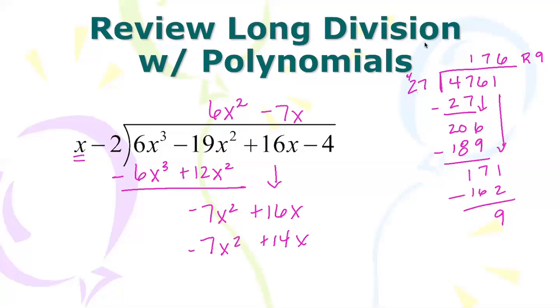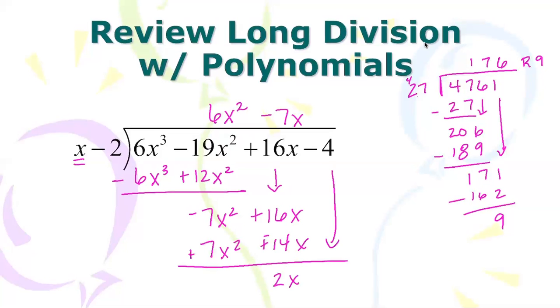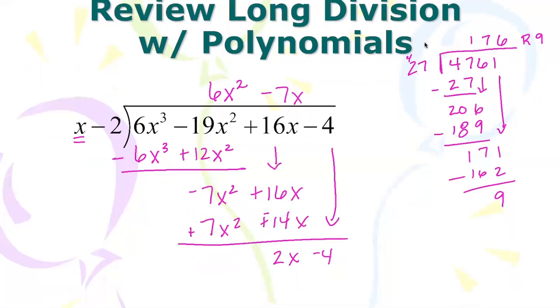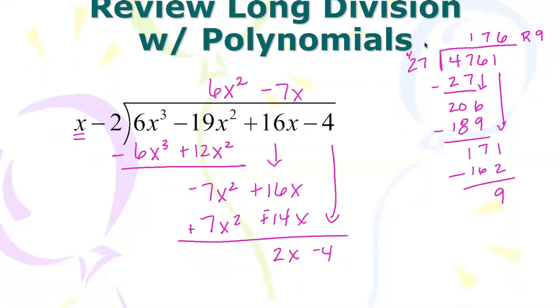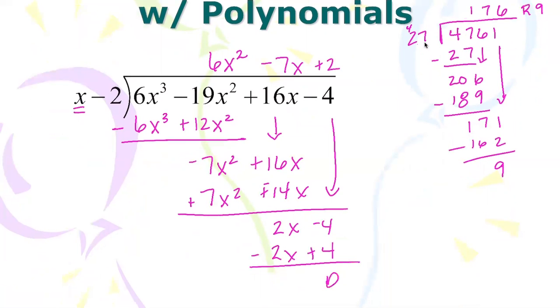Again, we have to subtract these. So when you subtract, you're switching your signs. These will cancel. So then we get 2x, bring down our negative 4, and ask ourselves the same question. What do we have to multiply x by to make it a 2x? Well, that's going to be a 2. So multiply through. That's going to give me a 2x and a negative 4. Switch your signs. And notice here we get a remainder of 0. Now, if you have a remainder of 0, that does mean that this is a factor of that polynomial.